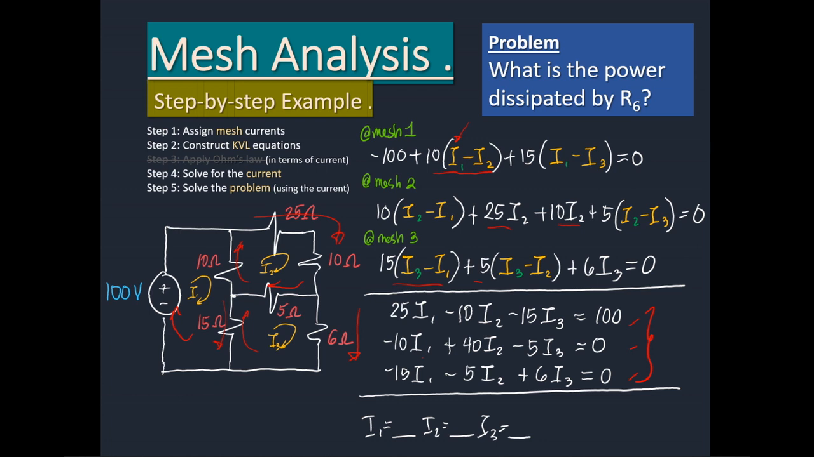The problem is looking for the power dissipated by R6. You can get the answer by using this equation: I3 squared times R6. R6 is 6 ohms, and I3 is whatever value you found here. You will use that for getting the power across R6, or the power dissipated by resistor 6. Very good. That's basically mesh analysis.